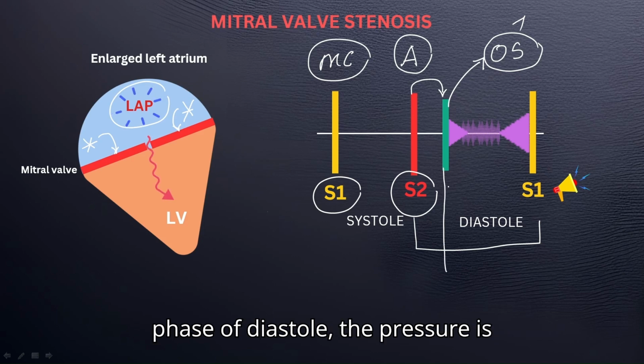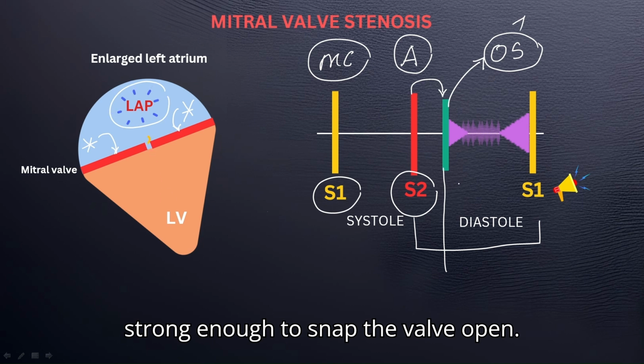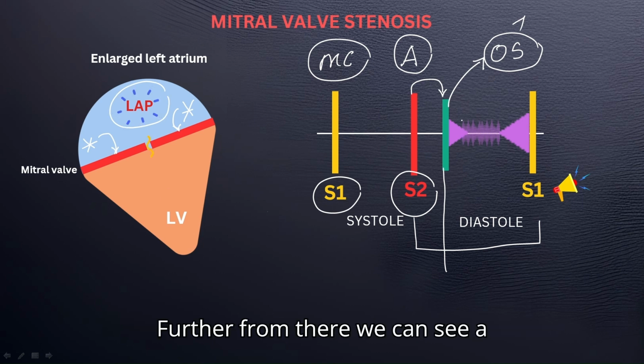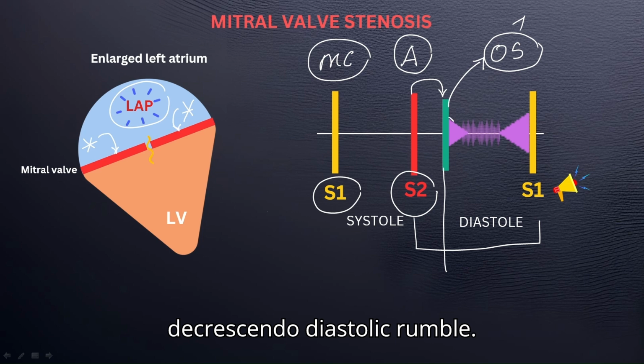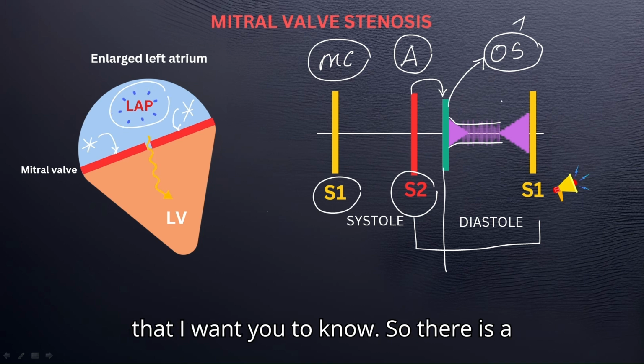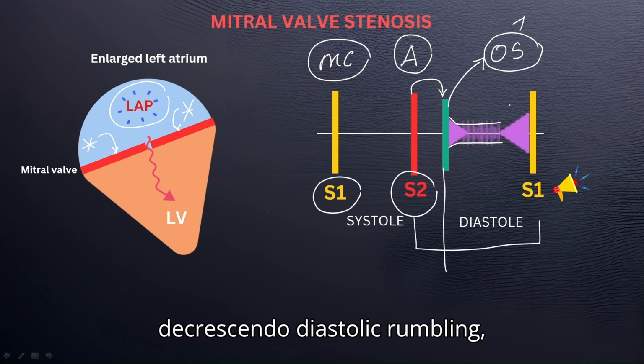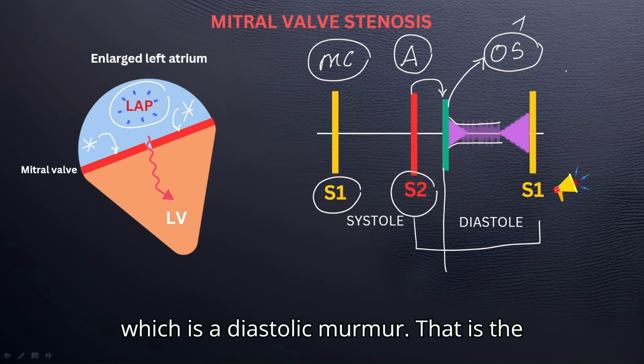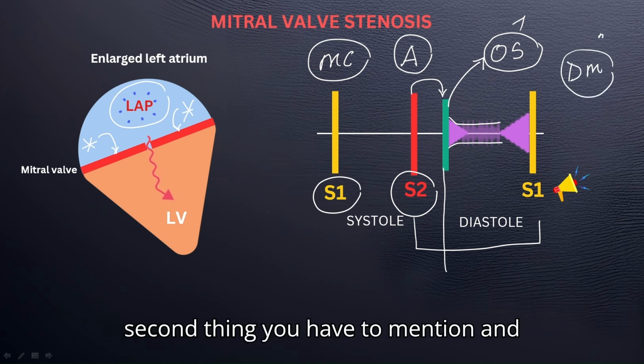The pressure is strong enough to snap the valve open. Further from there, we can see a decrescendo diastolic rumble. Okay, so this is another important thing that I want you to know. So there is a decrescendo diastolic rumbling, which is a diastolic murmur. That is the second thing you have to mention.